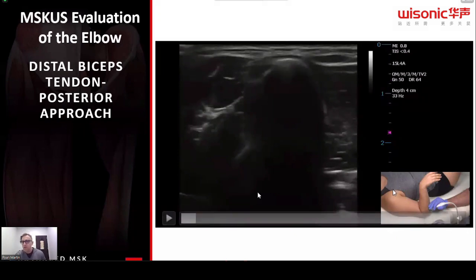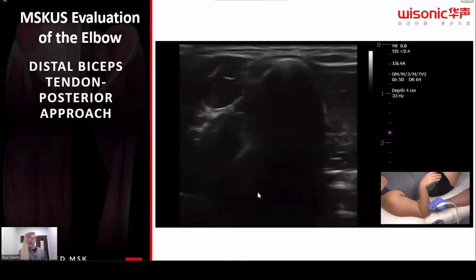So what you want to start with, again, patient is supine here, the elbow's at 90 degrees, but the important thing here is now, if you can see where my hand is, that you rotate that hand all the way into pronation. So if this is my supination, this is going to be my pronation. You're going to move that arm all the way over into pronation. What that does is it moves the radial head and exposes the distal end of the biceps brachii.